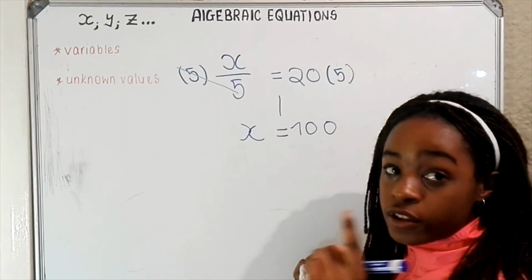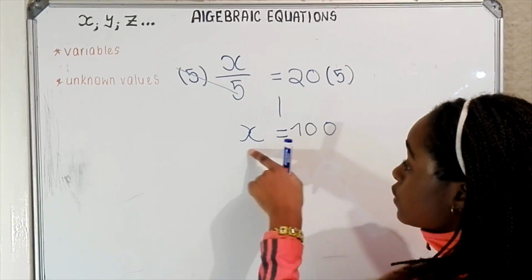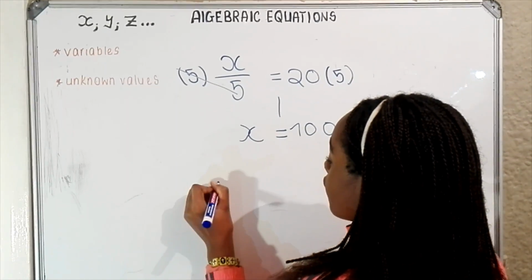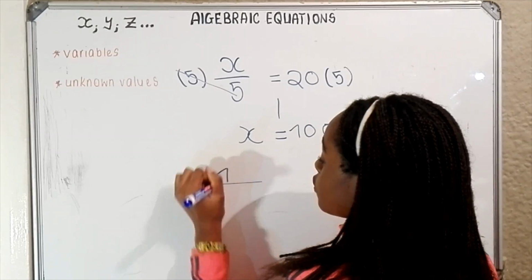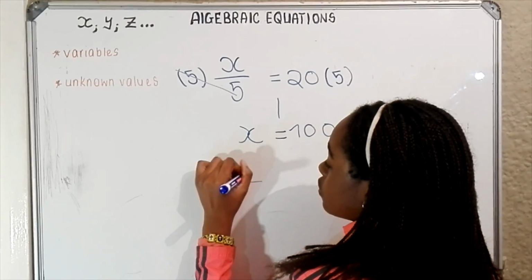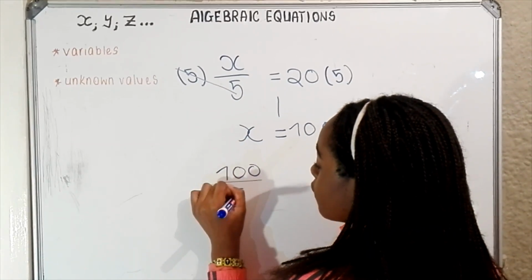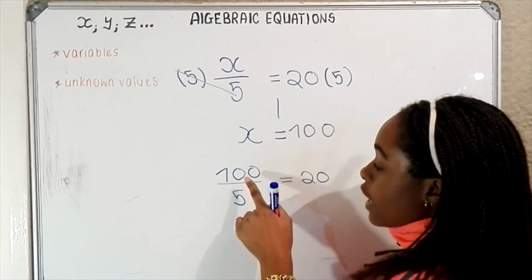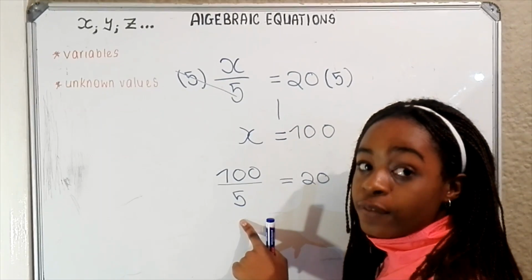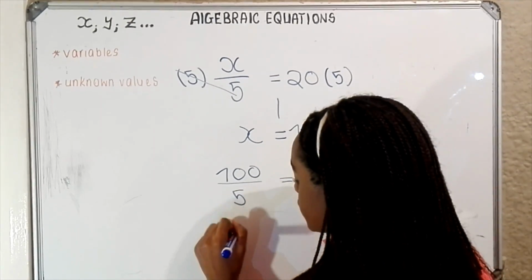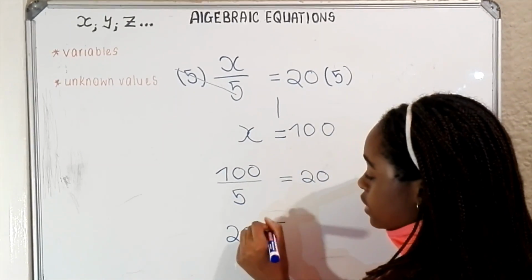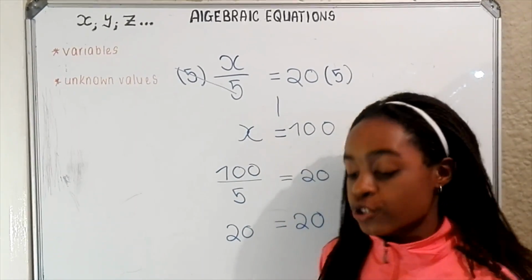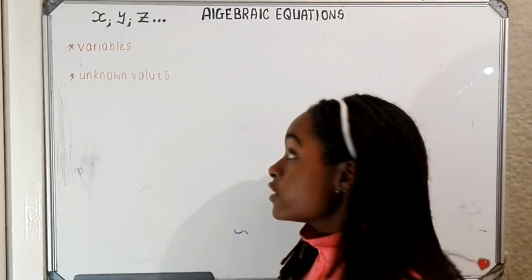We can check this answer as well if we substitute the value of x into our equation. So we'll have 100, because that's the value of x, over 5 is equal to 20. 100 divided by 5 gives you an answer of 20. 20 is equal to 20. This equation is balanced and this equation is true. So let's try this different one.